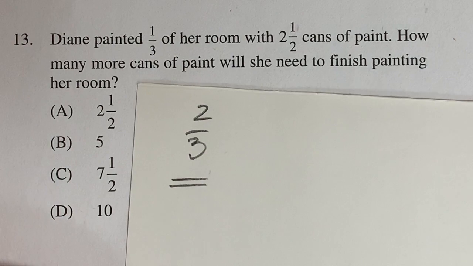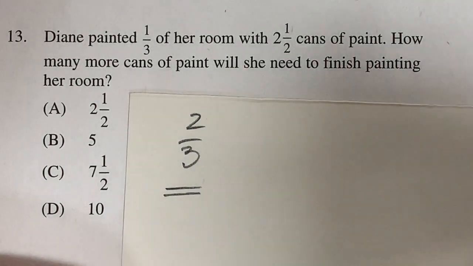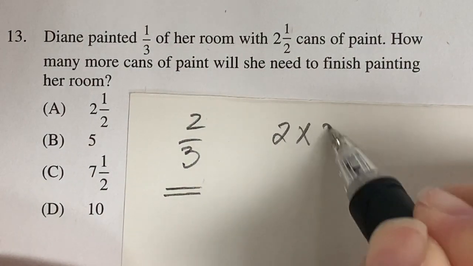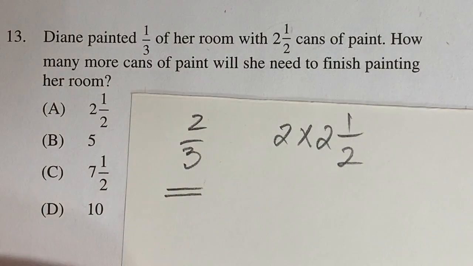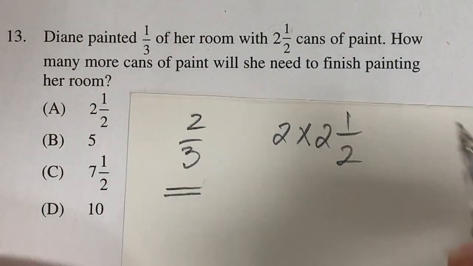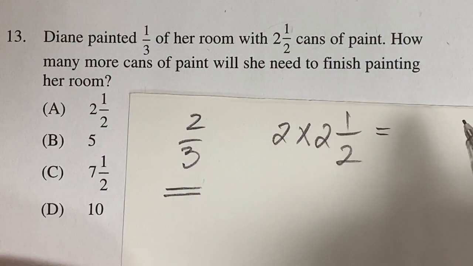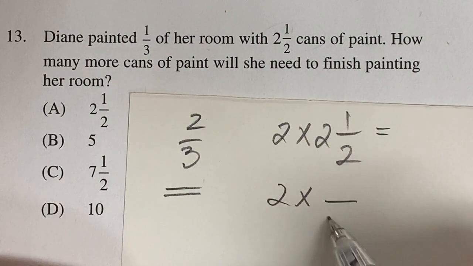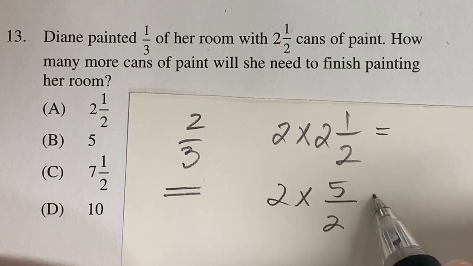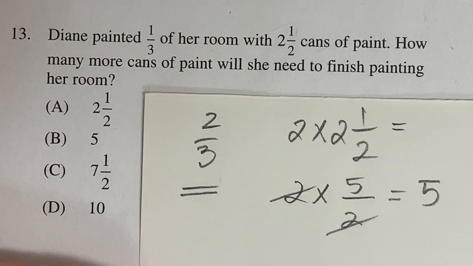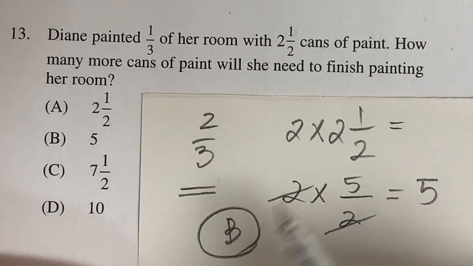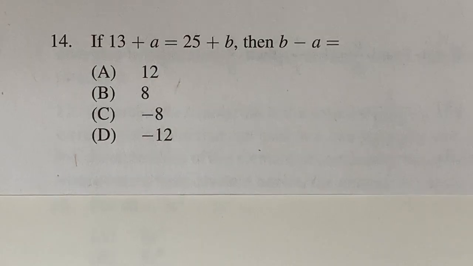So here, all she needs to do is get 2 times 2.5, which is the amount of the cans. If you do the fraction, you're going to have 5 over 2. Then simplify, you're going to have 5. So the answer will be B.